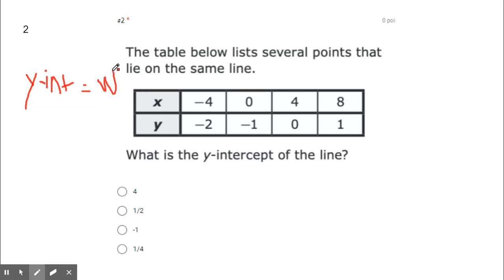When x is 0. So if I look at this table, we have x is a 0 right here. So the answer to the y is a -1. So our y-intercept is going to be -1. Okay, next question.